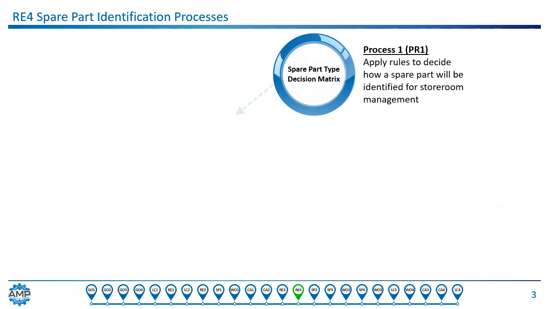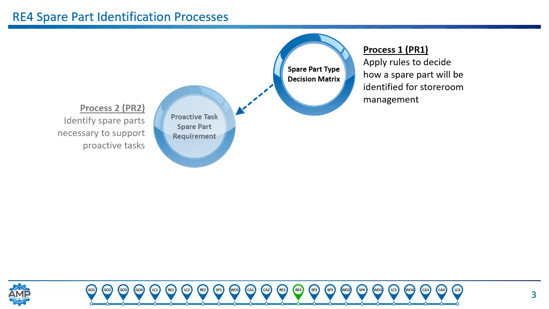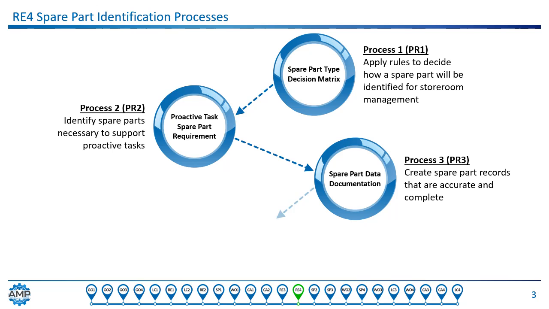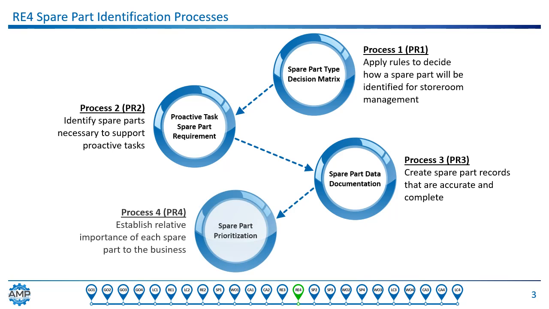As in the previous functions, RE4, spare part identification, has 4 processes. Again, the cookbook and the recipes. Process 1 is a spare part type decision matrix, which is essentially a stock, non-stock recommendation from reliability to the storeroom. Then, process 2, we have to identify the spare parts necessary to support proactive tasks.